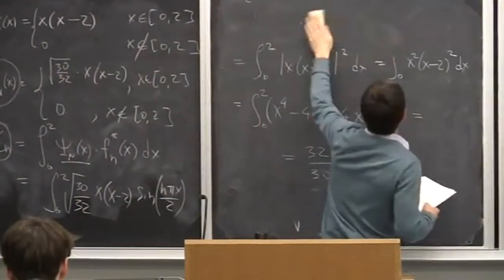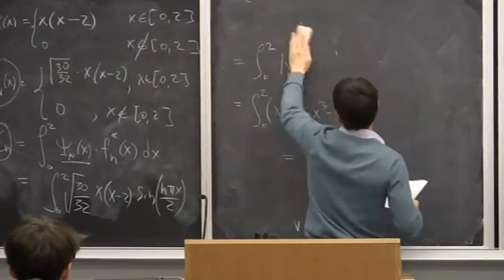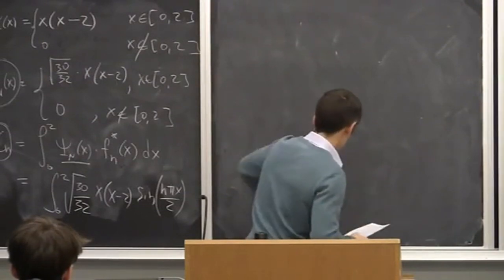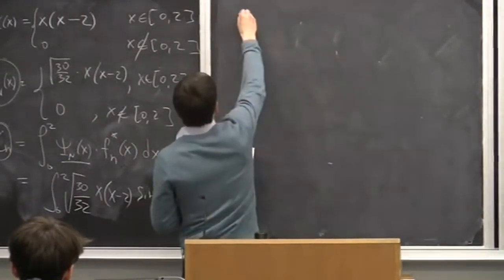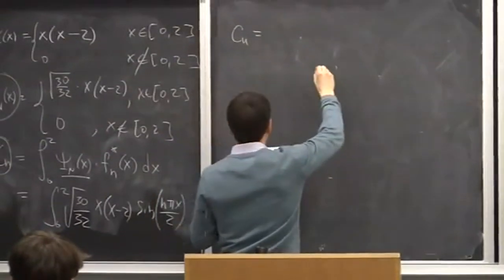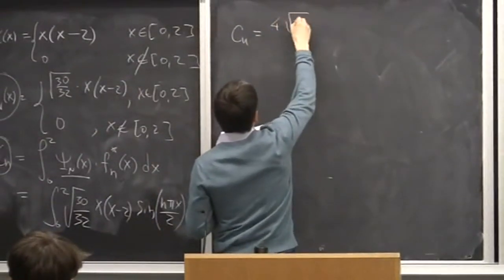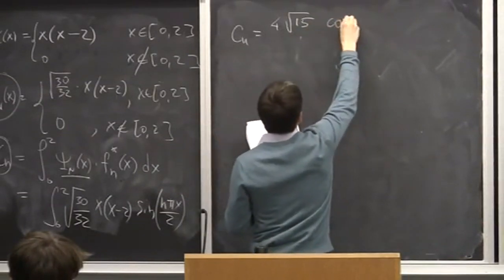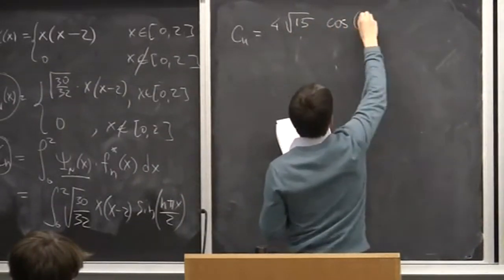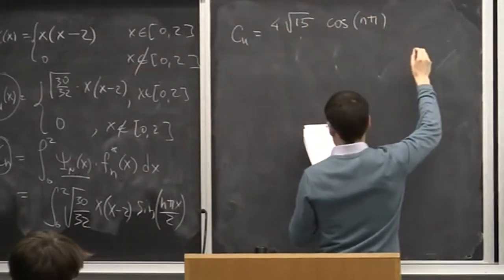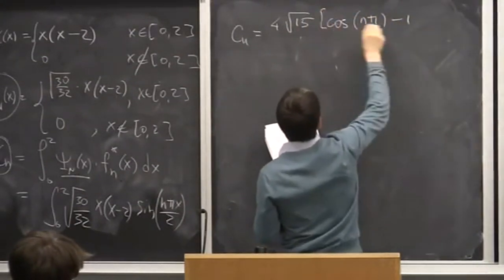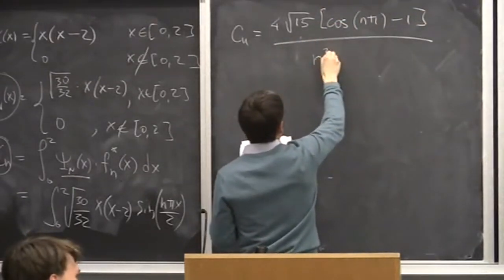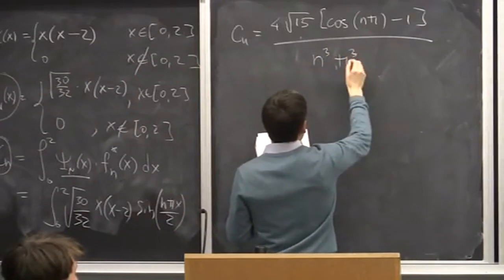And I can write down, after some algebra, you can obtain that the coefficient is 4 square root of 15 times (cosine n pi minus 1) divided by n cubed pi cubed.